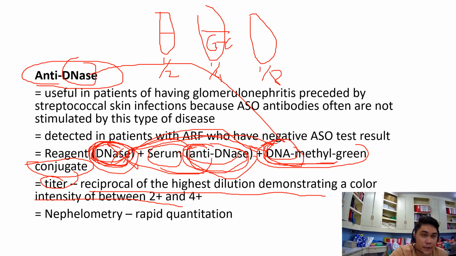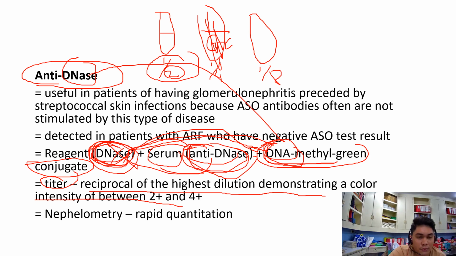That's for the titer. So meaning this tube is meaning there's not enough anti-DNase. So the titer for this situation is 2, because tube number 1 demonstrates no color change, but tube number 2 demonstrates color change. Okay, so this one is more of semi-quantitative.